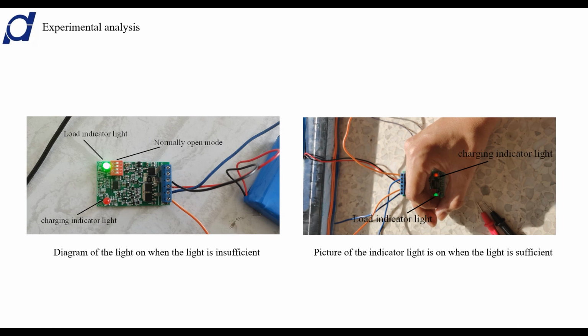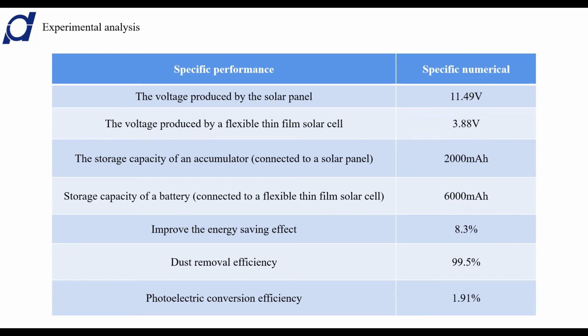When it's placed in the sun and the sunlight is sufficient, the charging indicator and the load indicator will all light up. The solar panel and the flexible thin film solar cells generate electricity to charge the battery. At this time, the indicator light is shown in the right picture. Its specific performance and values are shown in the table. We can see that the photoelectric conversion efficiency still needs to be further improved.